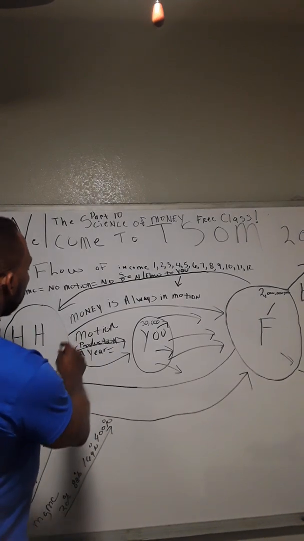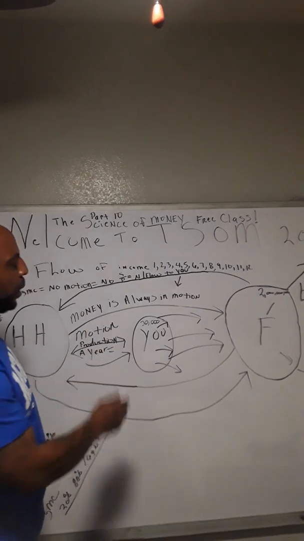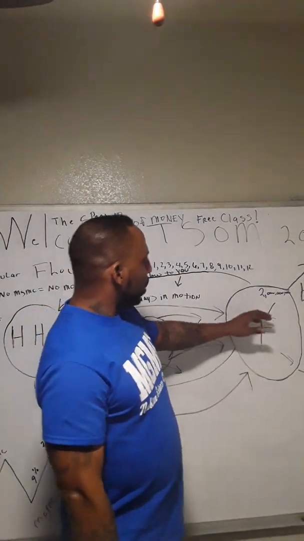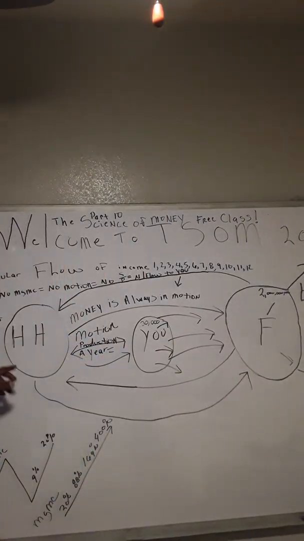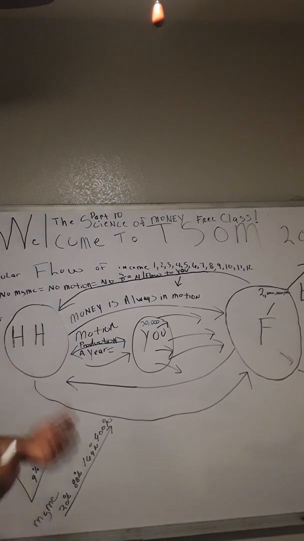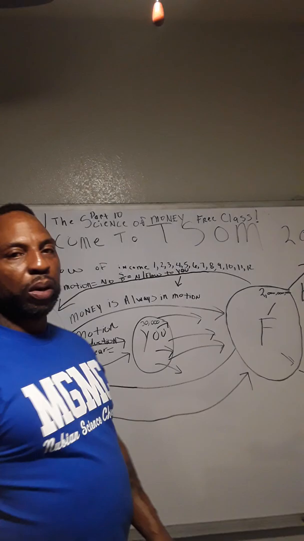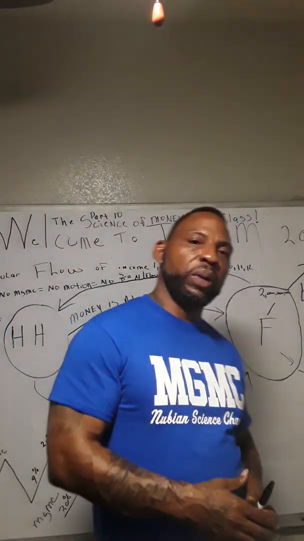So motion is production equals a year, right? So let's say you go to the firm, you get a job, then you come back over here to the household side, you have a certain amount that you make, and you're not capturing any of your flow. In other words, you have no MGMC. An MGMC is equal to an SP, which is equal to a free flow, which is equal to 70, 20, 150 to 280% growth, wealth. You know what I mean?